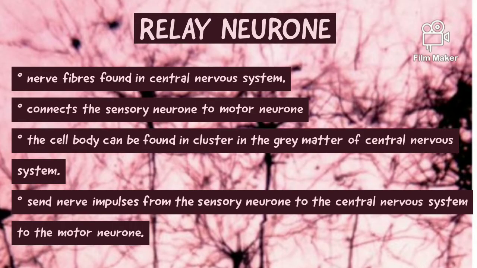Relay neuron. Relay neurons are nerve fibers found in the central nervous system. They connect the sensory neuron to the motor neuron. The cell body can be found in clusters in the gray matter of the central nervous system. They send nerve impulse from the sensory neuron through the central nervous system to the motor neuron.